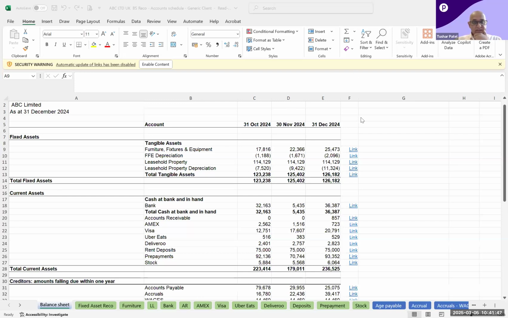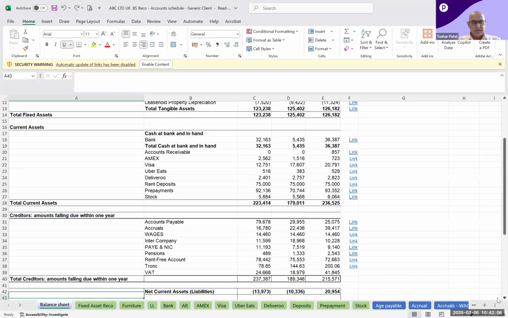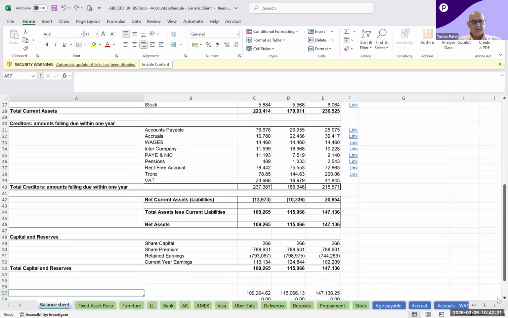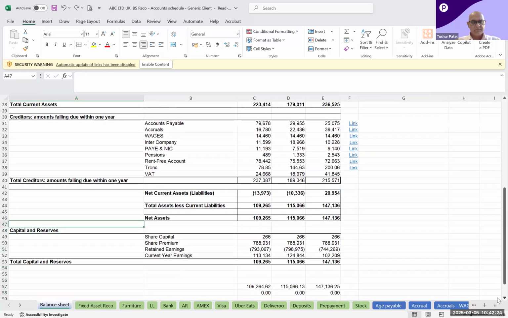We've got the three sections here, as I said. We've got assets split between fixed assets, longer term in nature, and current assets, which are shorter and can be converted to cash readily. If we scroll down, you can see the liabilities, which in this balance sheet have been called creditors. Creditors falling due within 1 year, and then creditors falling due after 1 year. And then at the bottom of the balance sheet, you have your equity section.